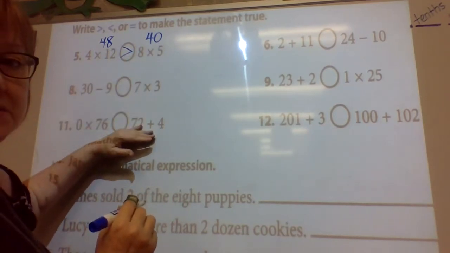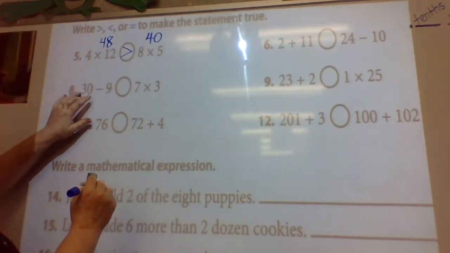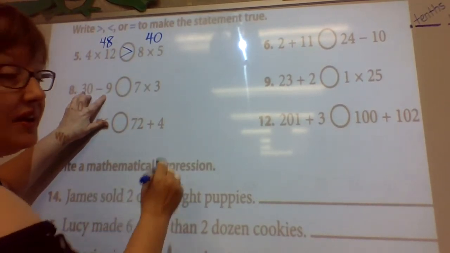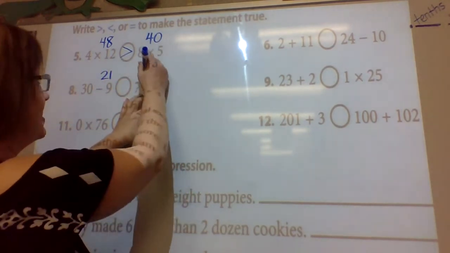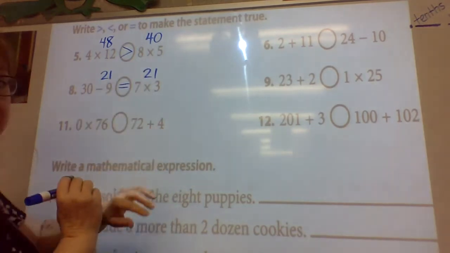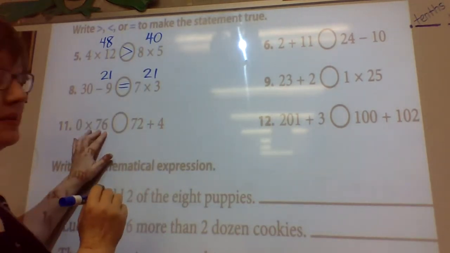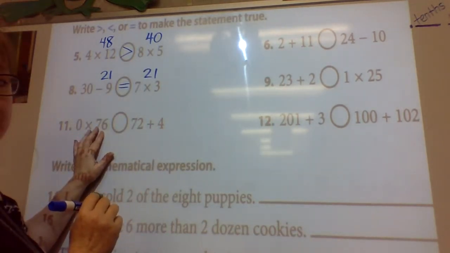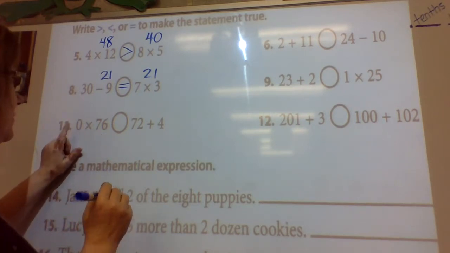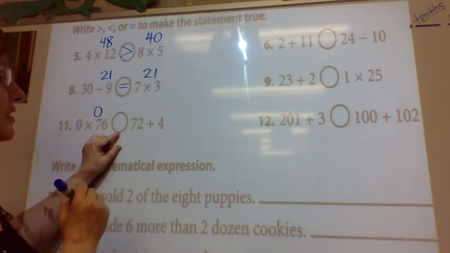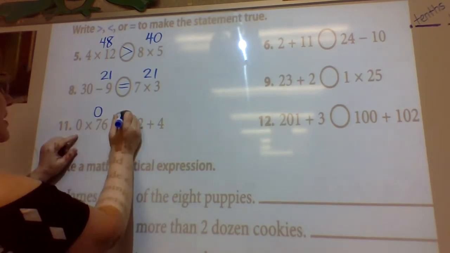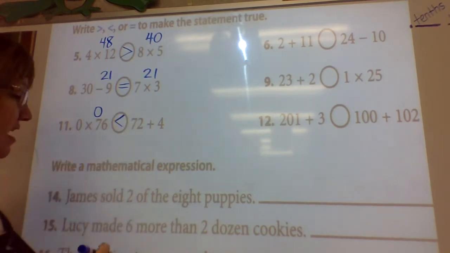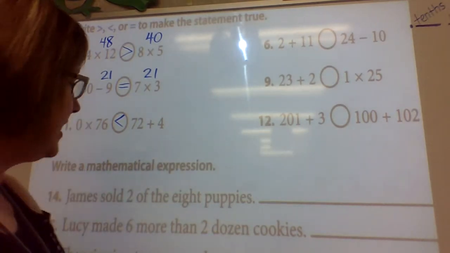Let's keep going down this row because it's easier to see. 30 minus 9 is 21. 7 times 3 is 21. So these two are equal. Okay, 0 times 76. Uh-oh, big number, but it's 0, people. 0 times anything in the entire universe is 0. 72 plus 4 is 76. So we know this one's going to be this way. Everything's bigger than 0, right?